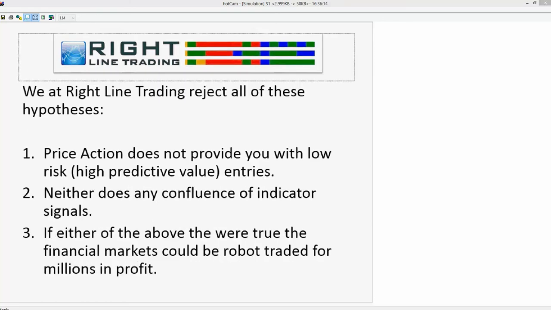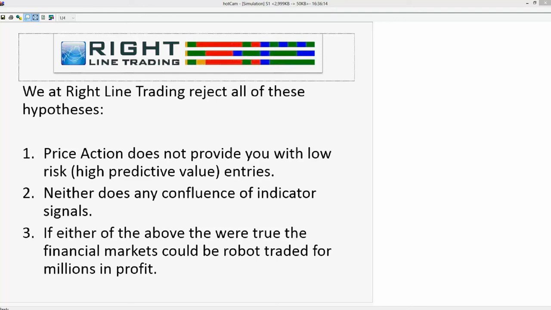So at Rightline, we sort of reject and accept all of these hypotheses. We sort of use an amalgam of everything. Now, we don't believe that price action alone provides you with enough predictive value to get you to profitability, as I mentioned. So we don't really agree with the price action people, but that's simply our mantra.